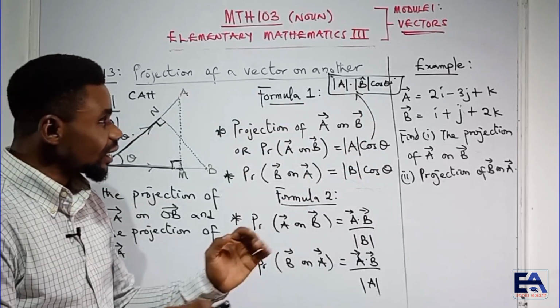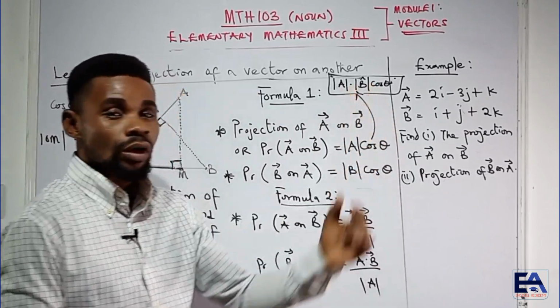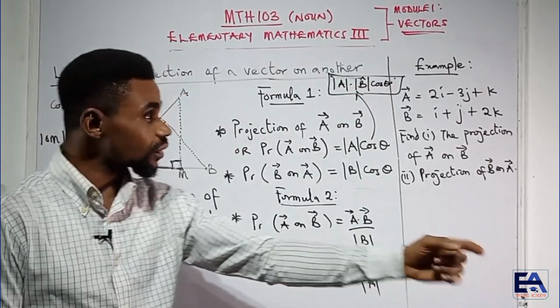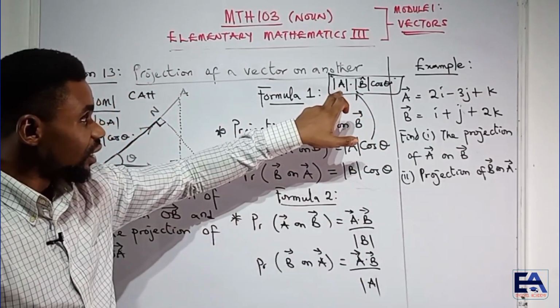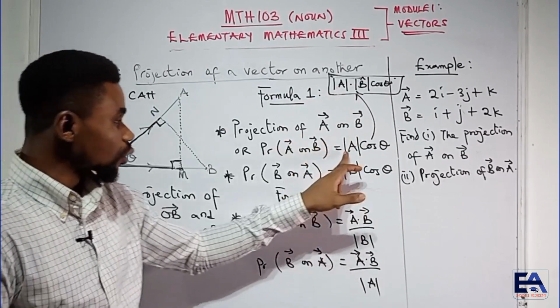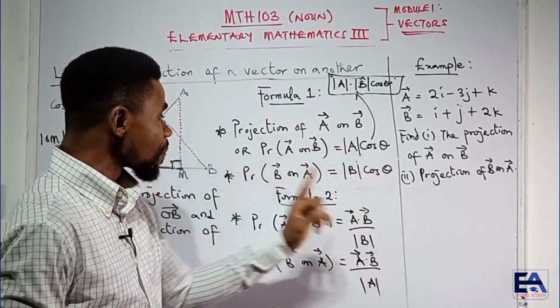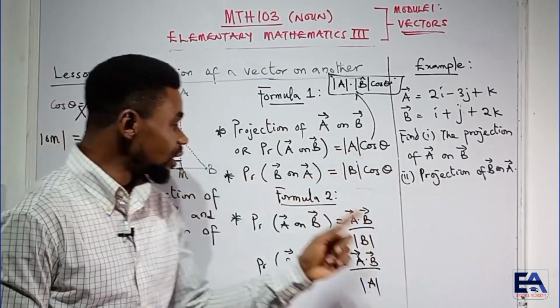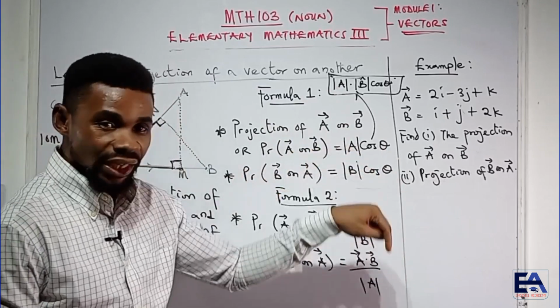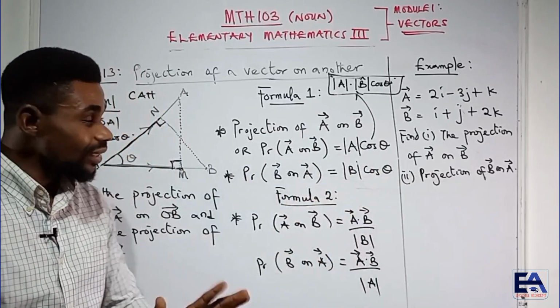Which means that the thing that we are projecting upon is the one that comes out as a unit vector, while what is projecting on something else is what comes out as what? The magnitude of the vector. So A is projecting on B. The projection of A on B is going to be the magnitude of A multiplied by cos theta. If B is projecting on A, then the projection of vector B on A is given as the magnitude of B multiplied by what? Cos theta. So that is how it is done.